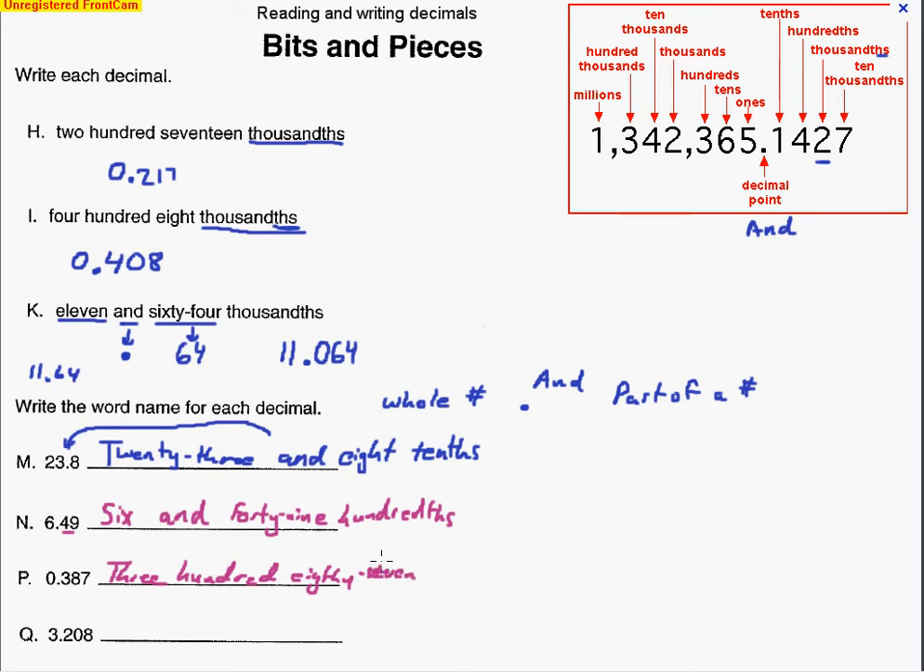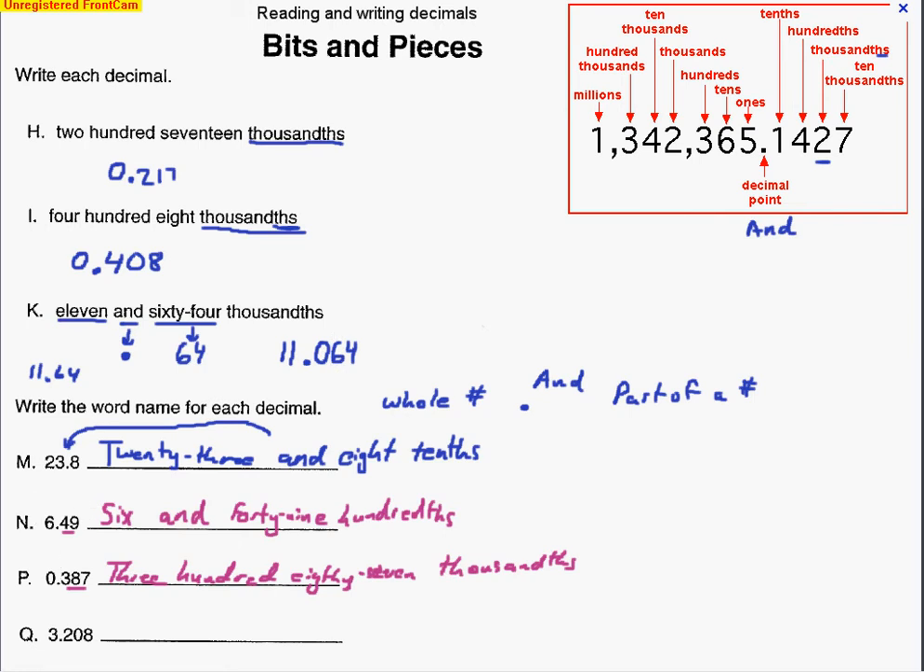So 87, and then now we're going to say the 7's place value. The 7 is in the thousandths place. So that's what we write down, thousandths. So again, all you're doing when you're writing a decimal, you're reading off the number 387, and then you read off the last digit's place value, the 7's place value, the thousandths place, because 3 numbers over is the thousandths place.